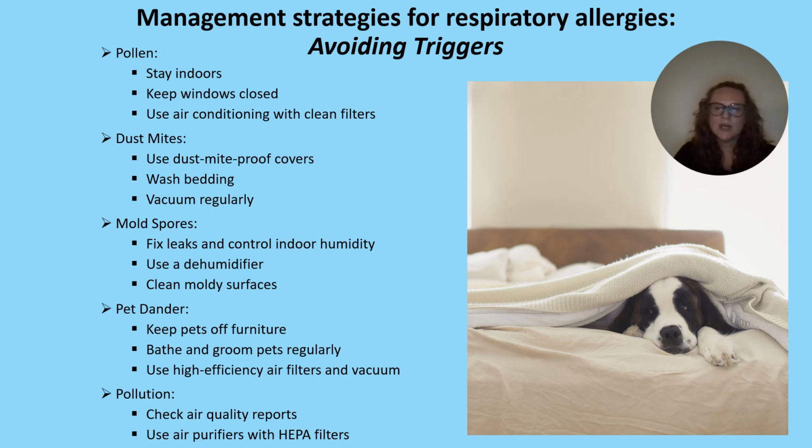With pet dander, we want to keep pets out of the classrooms if we can, and out of bedrooms and off upholstered furniture. We want to bathe and groom pets regularly, and use high efficiency air filters and vacuum cleaners designed to trap pet dander. With pollution, we want to check the air quality reports and limit outdoor activities when pollution levels are extremely high. We want to use air purifiers with HEPA filters to reduce indoor air pollution as well.